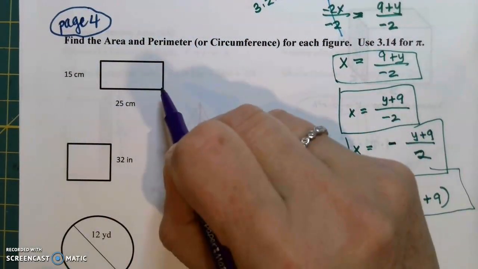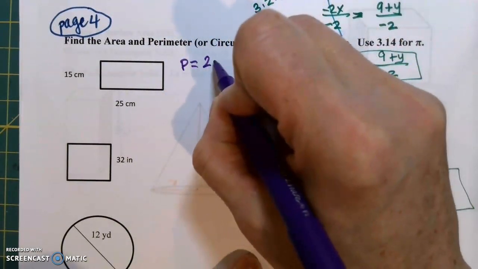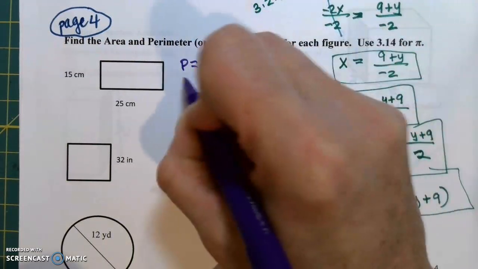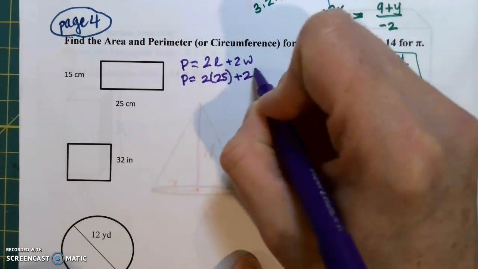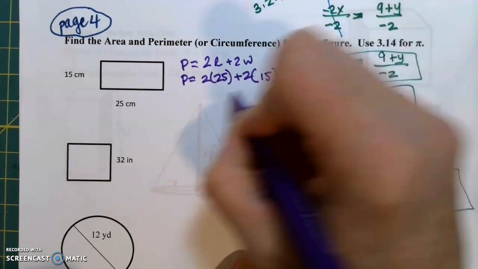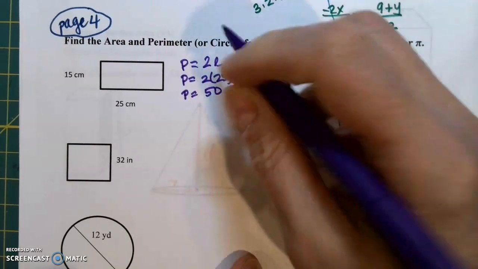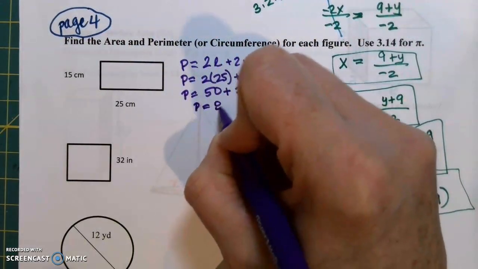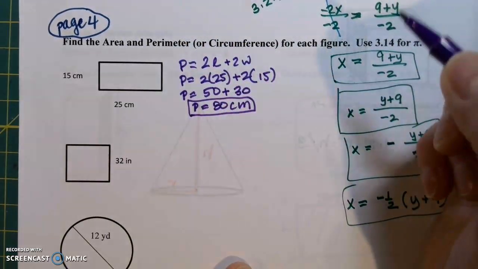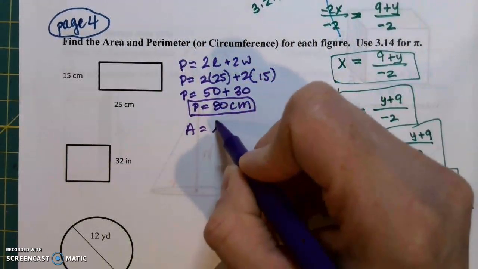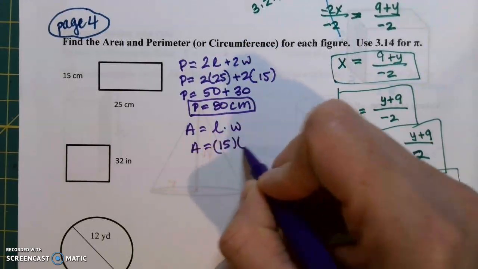All right, so for the rectangle, our perimeter is going to be 2 lengths plus 2 widths. So 2 times 25 plus 2 times 15, which is going to be 50 plus 30, or a perimeter of 80 centimeters. And then area is length times width. So those two values, now we just multiply them.